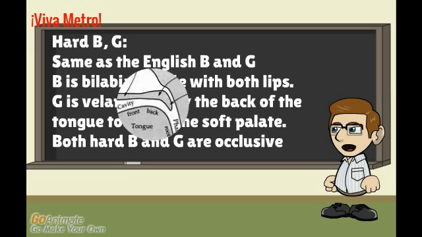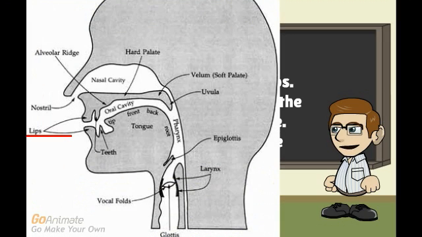The B is bilabial, meaning that it is created by both lips. The lips obstruct the air, causing a consonant sound. You will notice that you cannot make the B noise with your lips sealed. The sound is produced when the lips separate.